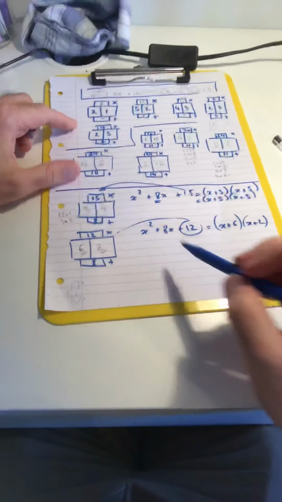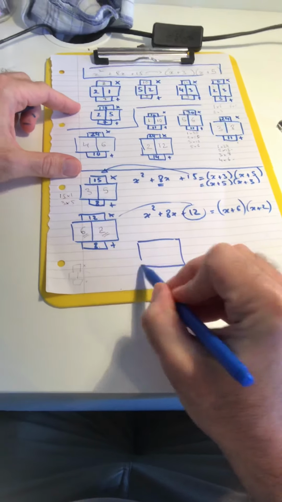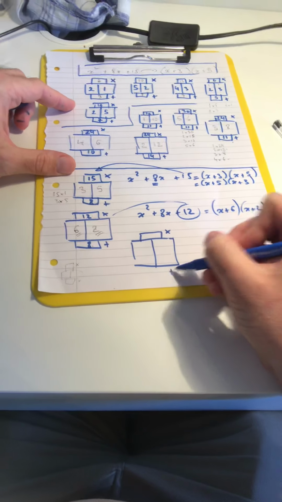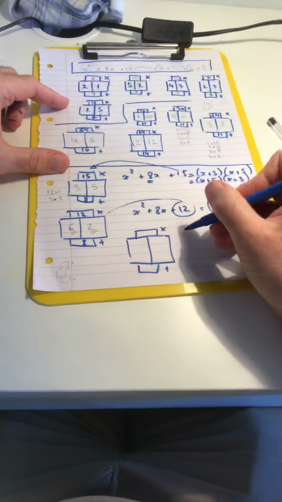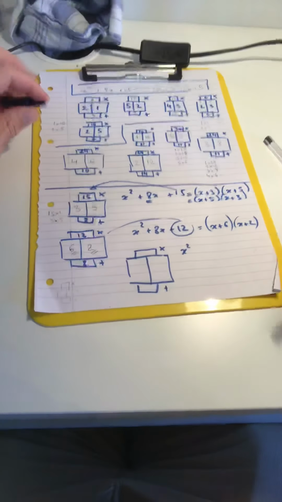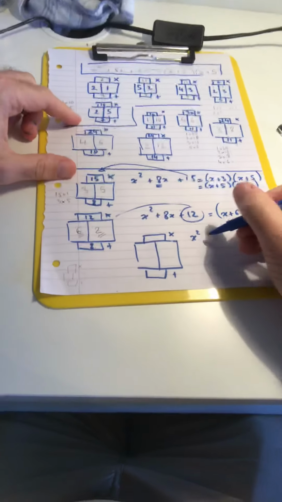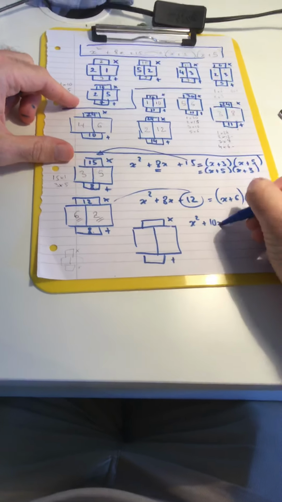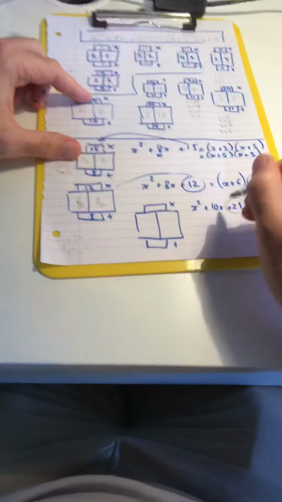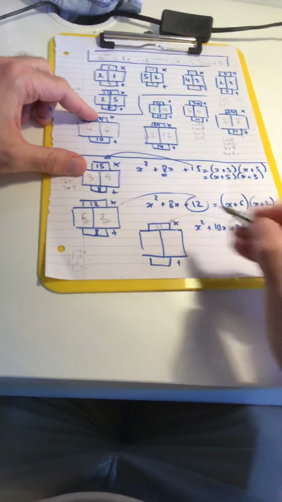Okay, so for my last example, times and plus, and I'm going to write x squared. Ooh, running out of examples now. What can I use? Okay, I'm going to use plus 10x plus 21. So what do I need to do? The 21 at the end, I'm going to put it there. So 21 here. And then the 10 goes at the bottom.